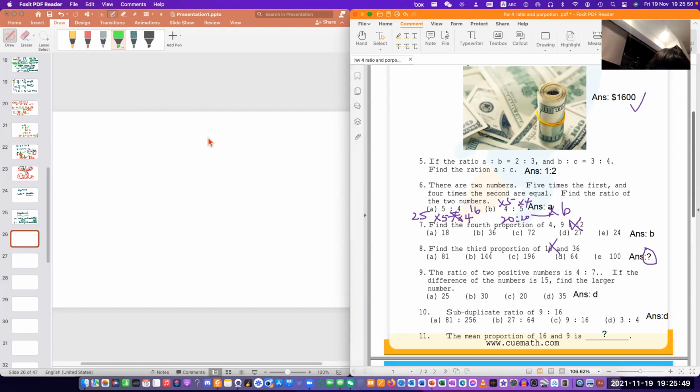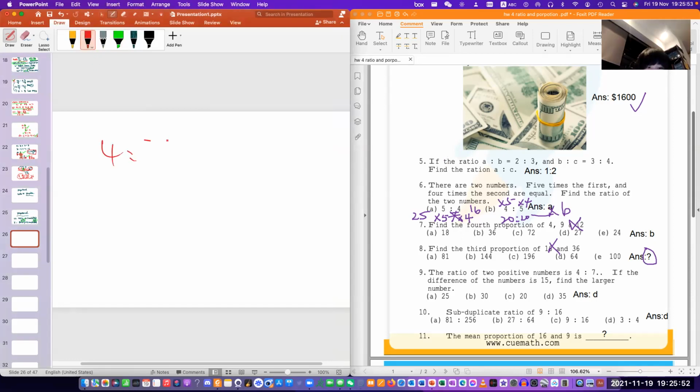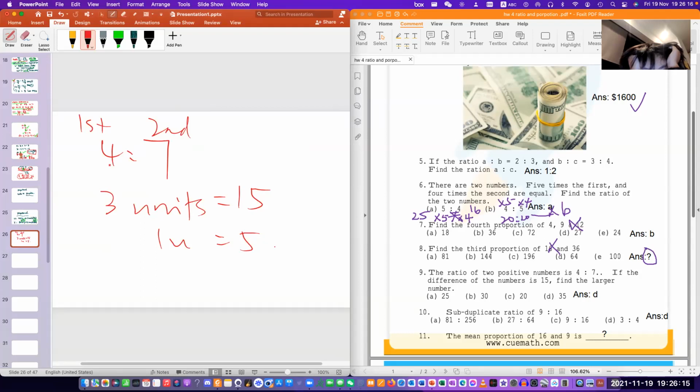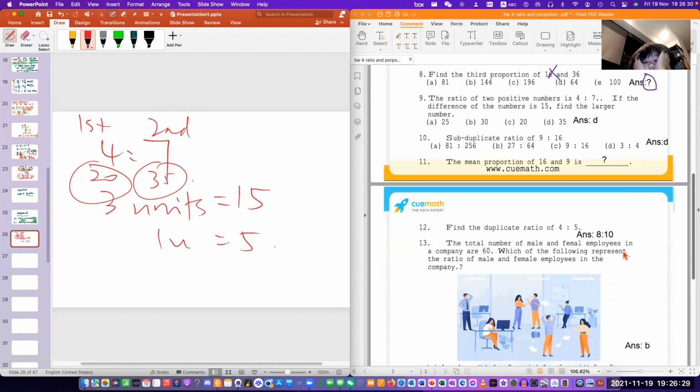The ratio of two positive numbers is 4 to 7. So I'm going to just jump to 9. If the difference of the numbers is 15, find the largest number. Your answer is D. So over here, this is the first and this is the second. The difference between these two is 3 units, and the 3 units is 15. So 1U is 5. If 1U is 5, the 4U is 20, 7U is 35. So you find the larger number. Yeah, your answer is correct, 35. Nice. Wow, a lot of question marks.